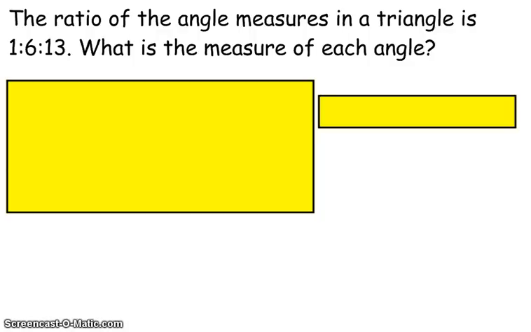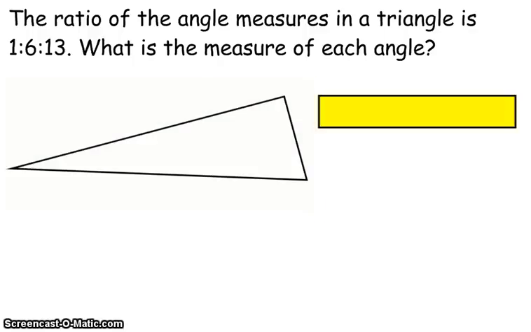So what we're going to do is go ahead and draw our triangle, and at the angle measures I'm going to put a 1, 6, and 13. This is our ratio, 1 to 6 to 13. Then I'm going to go ahead and put an x after these numbers.